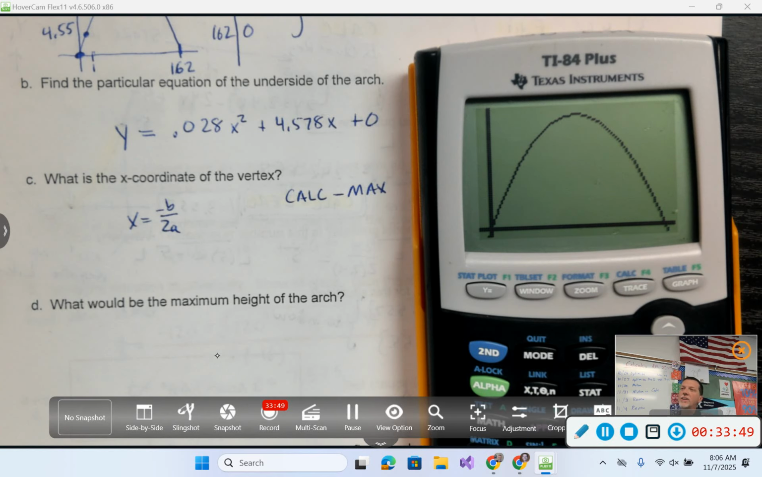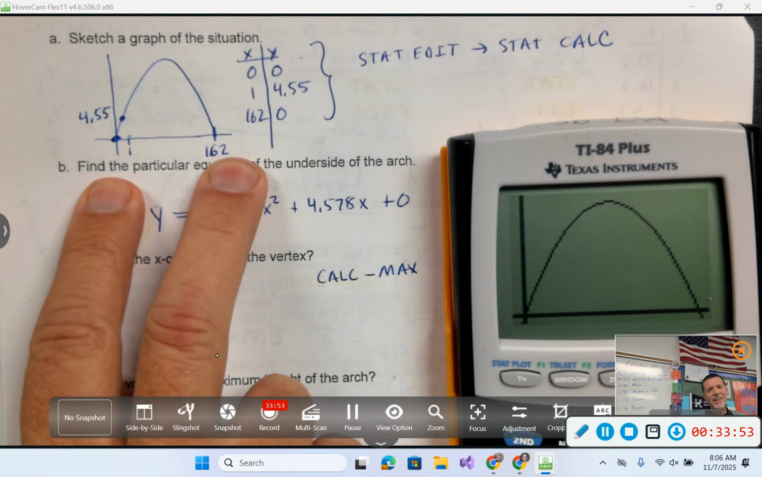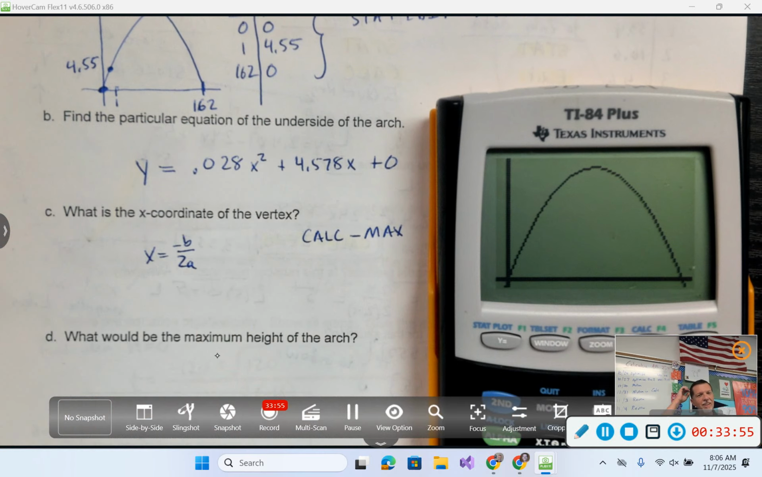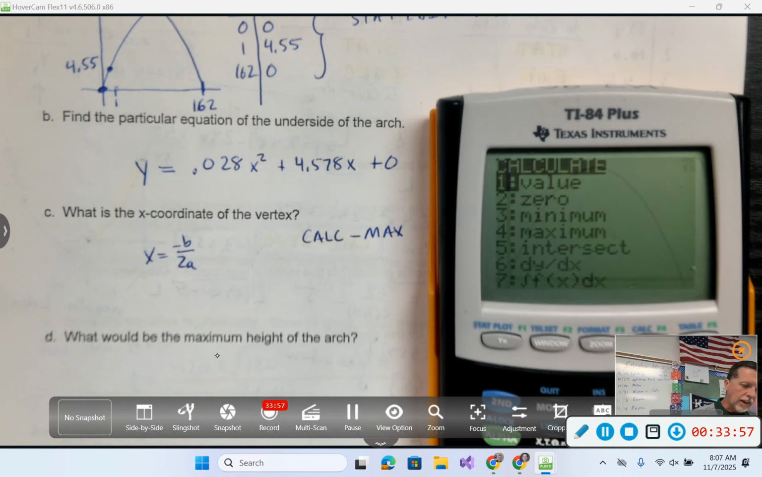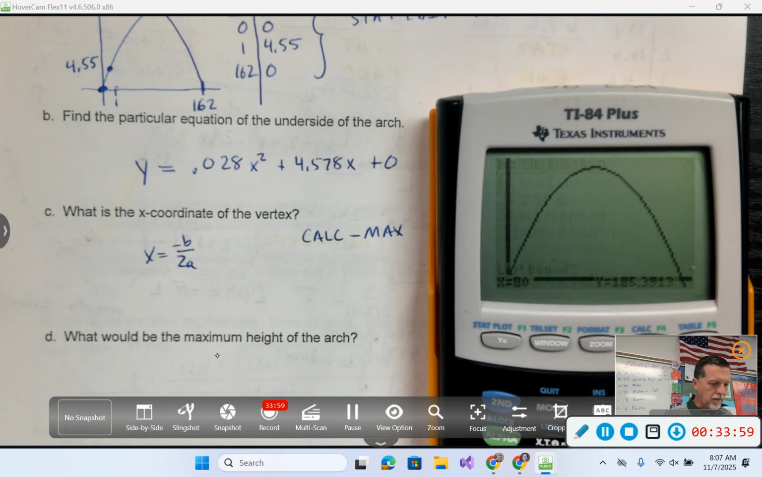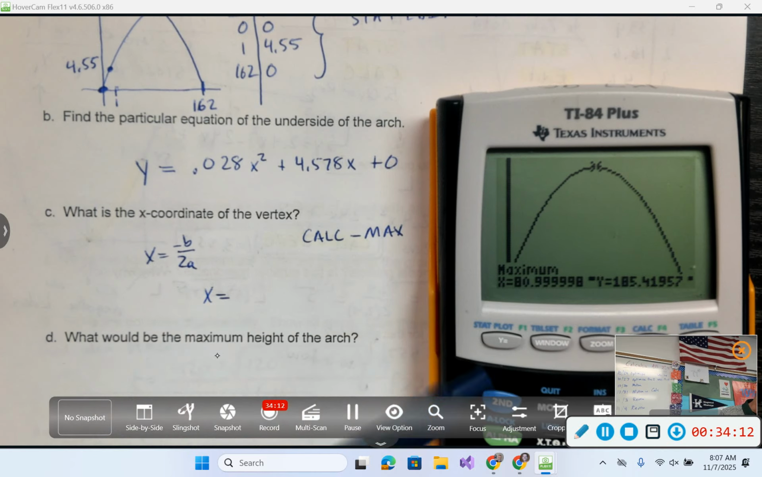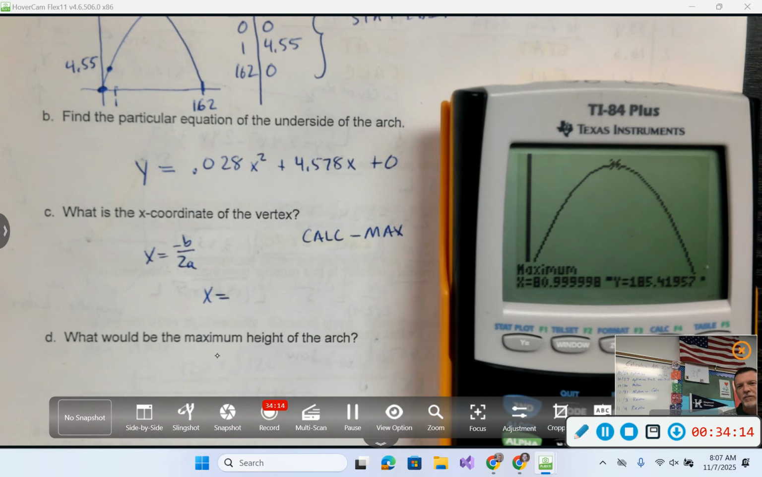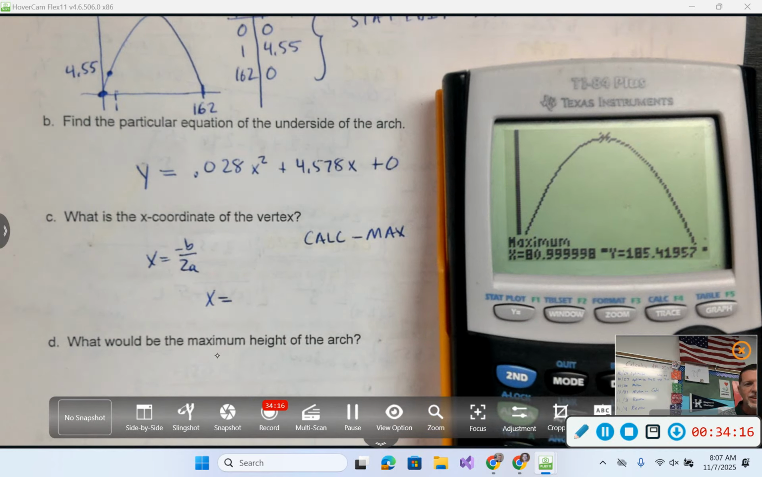Change your X window. I knew what my X window should be because they kind of gave that to me. And then I guessed on my Y window. Second calc, I want to find the maximum. I can barely see the cursor, but it's there. And so there's my X coordinate. Again, a lot of weird decimals, but if I round that to 3 decimal places, that's 81.